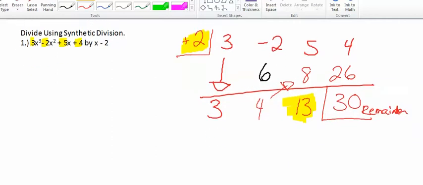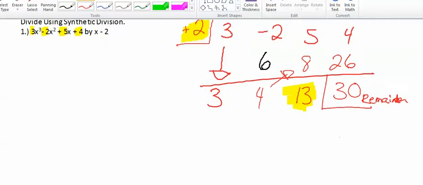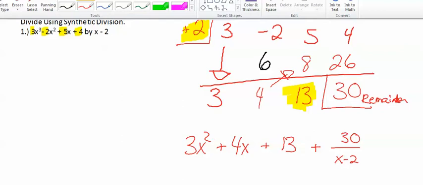From there, this last number is called the remainder. And that's going to go over the divisor just like we did before. So it's going to be 30 over x minus 2. And then I kind of think of it as backwards. That 13 is my constant. That 4 is my first degree term, so 4x. And that 3 will be 3x squared.